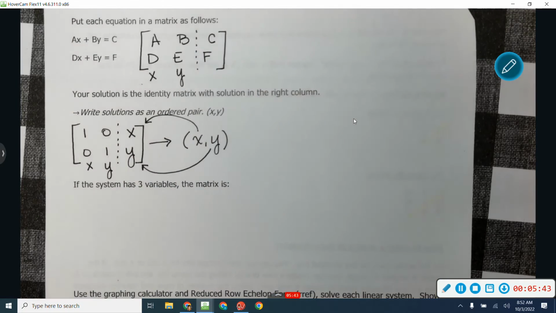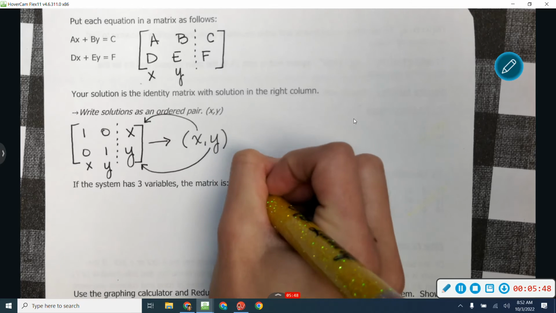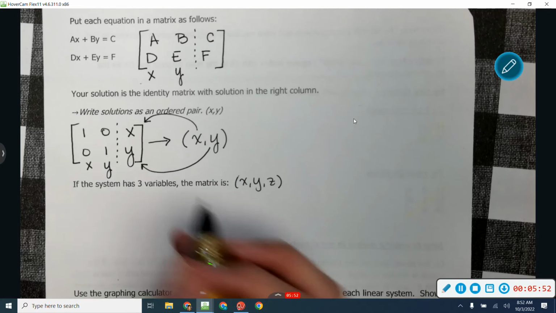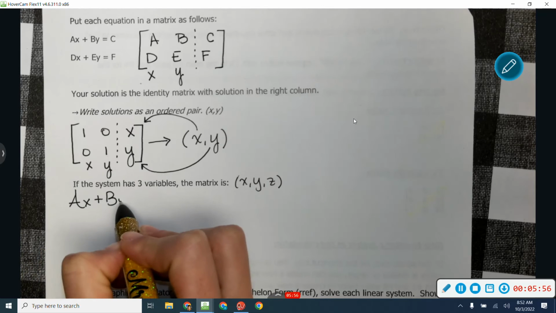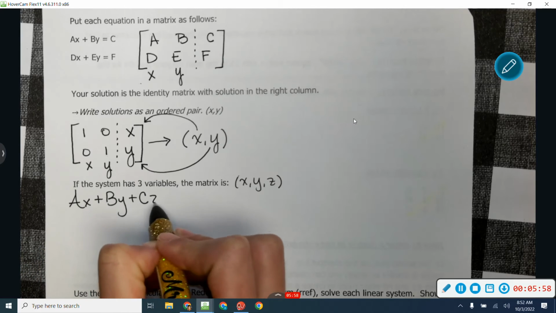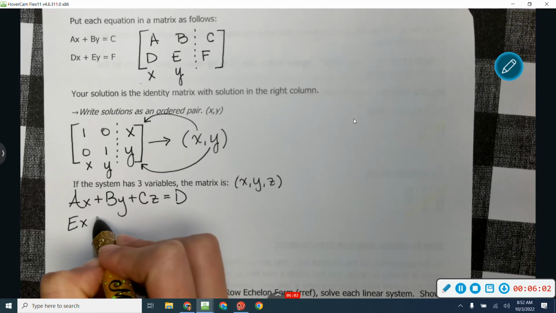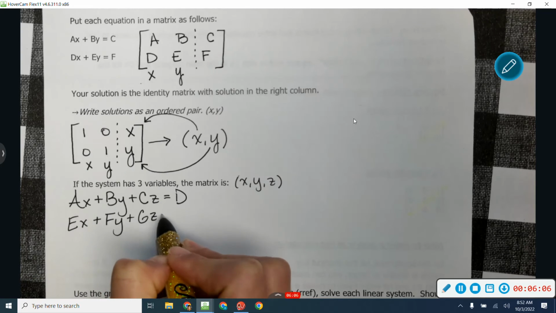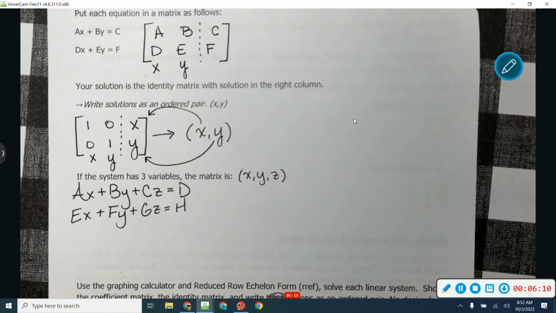Okay, now if you have a system of 3 variables, that means I've got x, y, and z. Okay, so if I have a, b, c, z equals d, e, f, g, z equals h, and you keep on with the alphabet for your coefficients, okay?